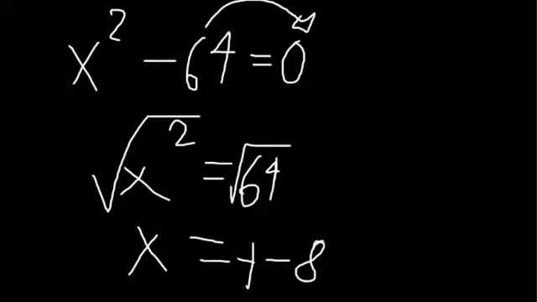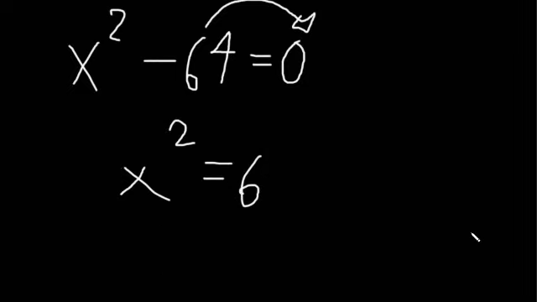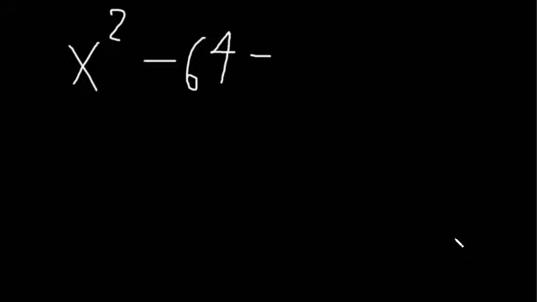And why is the positive negative sign needed? Because 8 times 8 equals 64, and negative 8 times negative 8 is also positive 64. So we have positive and negative solutions.